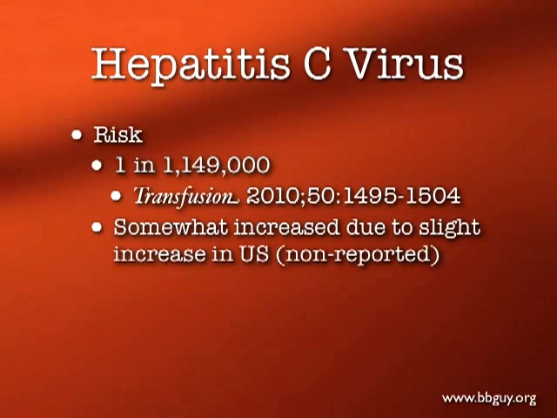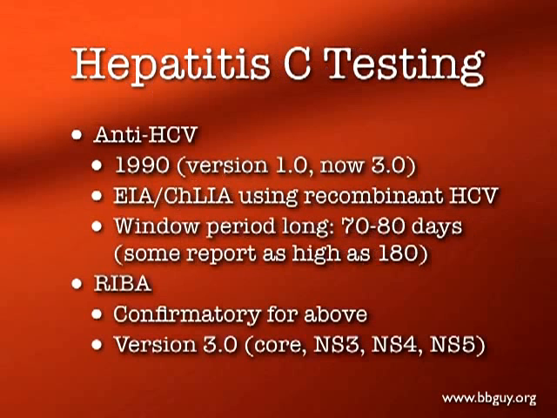The risk, again, according to an article in Transfusion in 2010, has been shown to be about 1 in 1,149,000 transfusions. Not as good as what we used to think. We used to quote a number of about 1 in 2 million, but this study was based on a large sample size, and took into account some things, including the recent slight increase in incidence in the United States. And we come up with this number, which again is considerably better than hepatitis B.